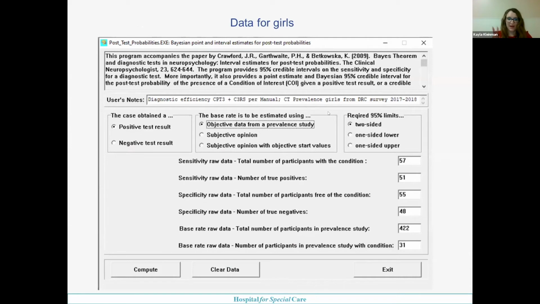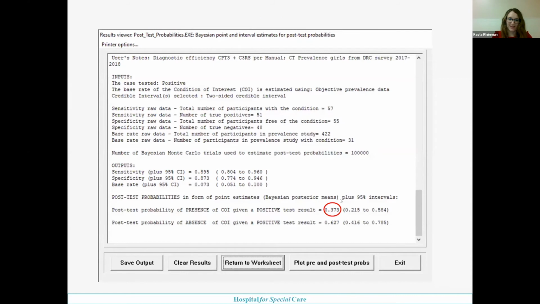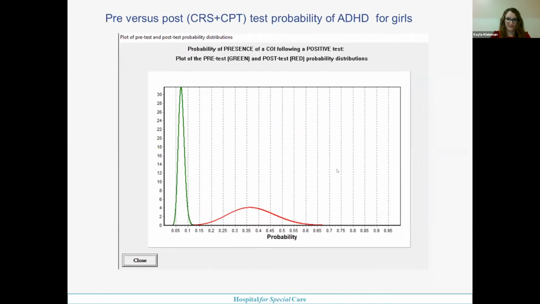So we're using a positive test result from the Conners tests, and we're using this objective data from the prevalence study. So these first 4 entries in the column are from the Conners technical manual. And then those last 2 numbers in the column are from the epidemiological information in Connecticut for the base rate of ADHD in girls. So we enter this information and we see, it's not circled, but our base rate's about 7%, different from 50%. And the post-test probability of the presence of ADHD given a positive Conners test result is 0.373. So let's look at that more on a graph.